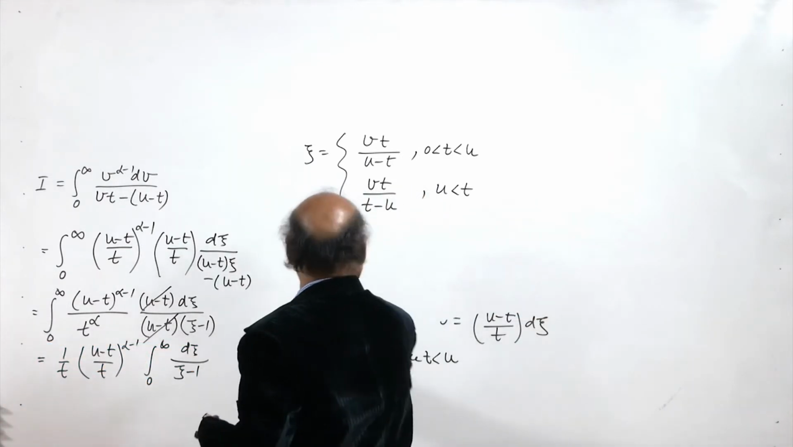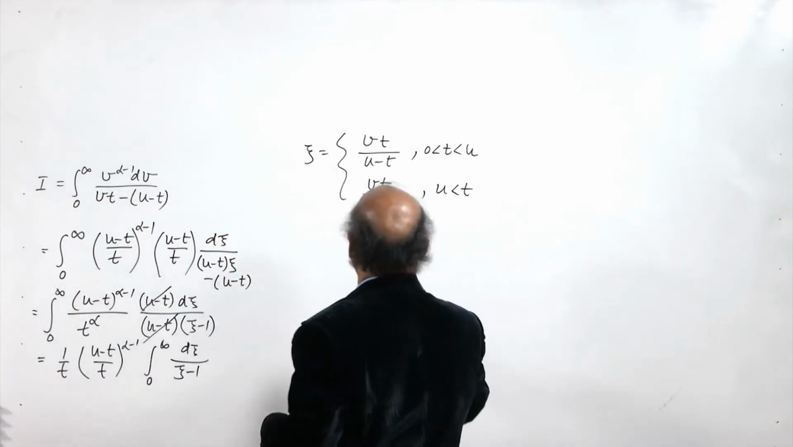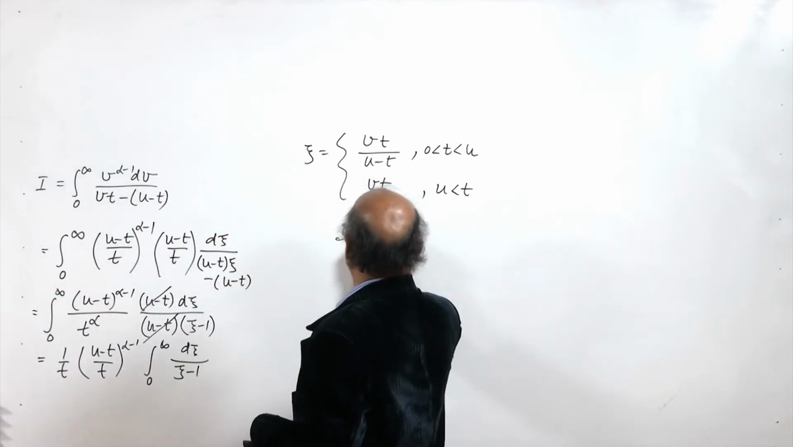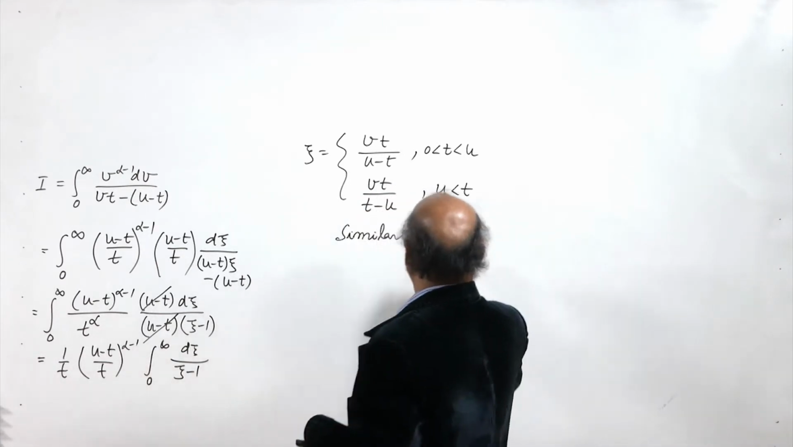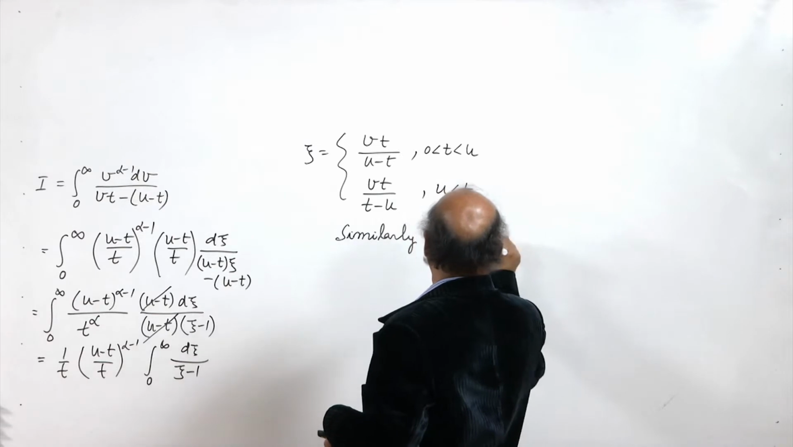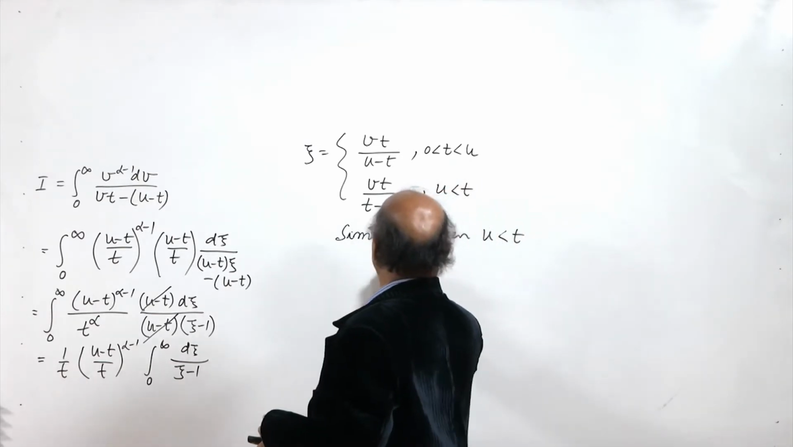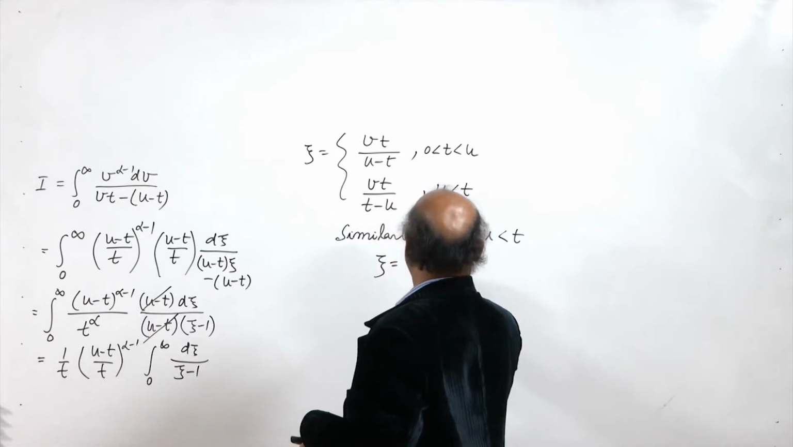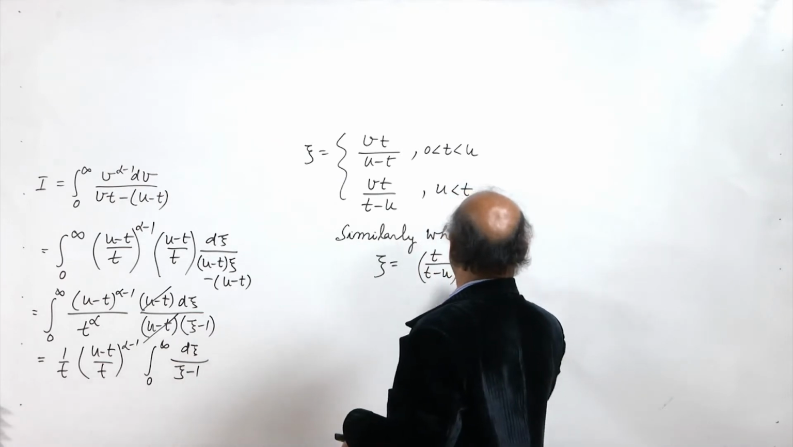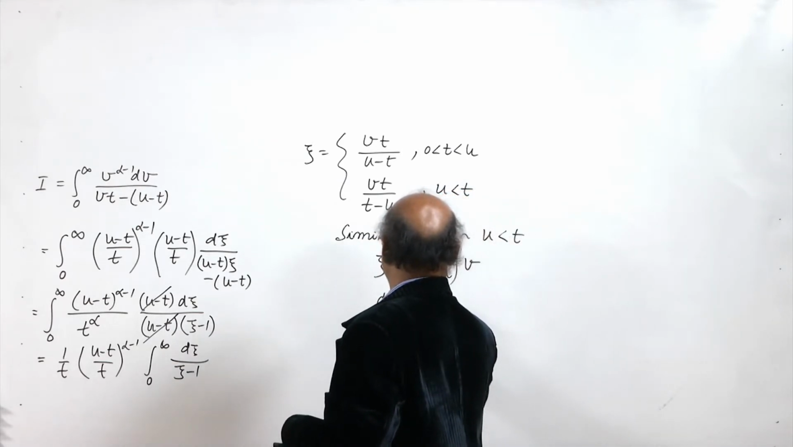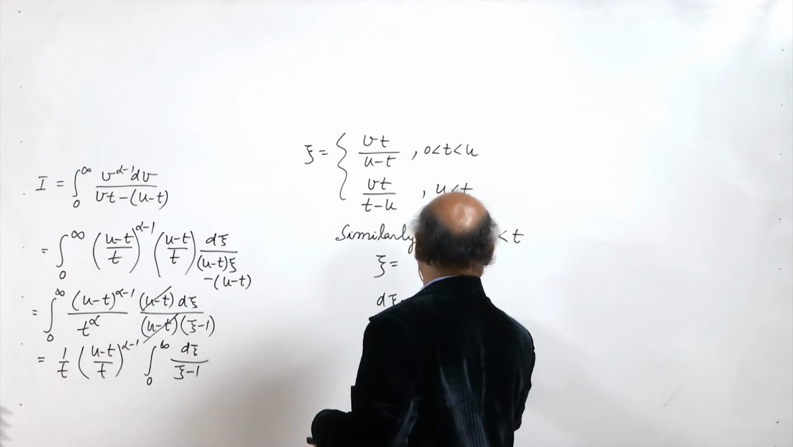In the case 2, similarly when u is less than t. Now when u is less than t, xi we are writing as t upon t minus u into v. So d xi equal to t upon t minus u dv.